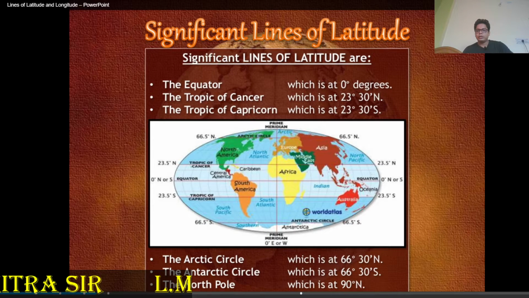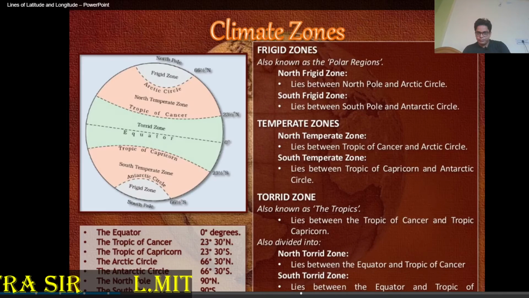Then there are two other zones, the temperate zones. The temperate zone is divided into the north temperate zone and the south temperate zone. The north temperate zone lies between the Tropic of Cancer and the Arctic Circle, and the south temperate zone lies between the Tropic of Capricorn and the Antarctic Circle.